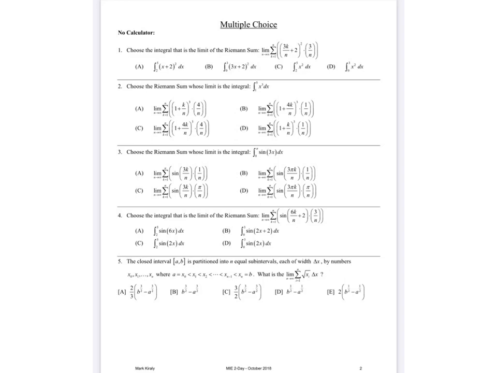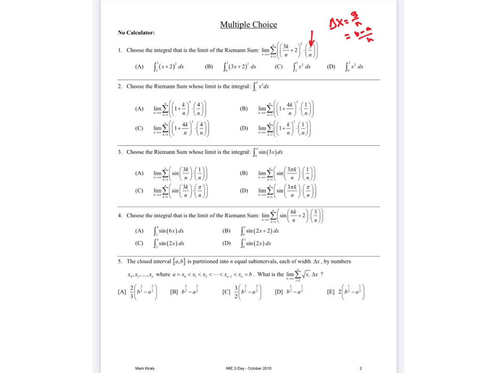Here's how I go about it. First thing I want to do is find my delta x. This 3 over n is equal to delta x. What that means is that's b minus a over n, so b minus a must equal 3. So either I'm looking at the interval from 0 to 3 or 2 to 5, right? Both of those have a difference of 3.